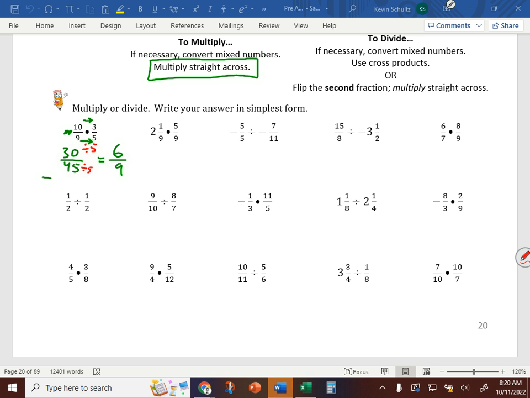We can go a little bit further. Divide by 3. And that's going to give us our final answer. 6 divided by 3 is 2. 9 divided by 3 is 3. We already have that negative sign out in front. Negative 2/3 is going to be our answer.